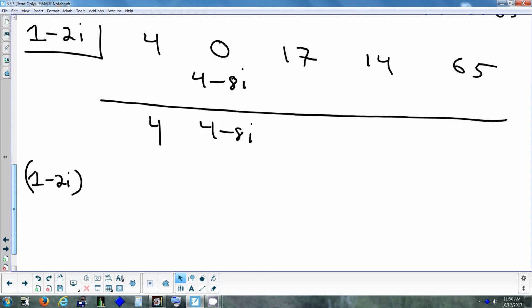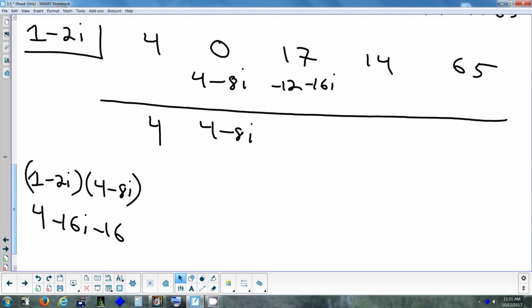1 minus 2i times 4 minus 8i. Dan, what's 1 times 4? 4. And then I'm going to get a negative 8i, and then another negative 8i. So what's negative 8i plus another negative 8i? Yep, negative 16i. And how about Mei-Ling? Negative 2i times negative 8i. It would be negative 16, careful. Oh, wait, it'd be positive 16i squared, which would then be negative 16. So we get 4 minus 16, which is negative 12, minus 16i.